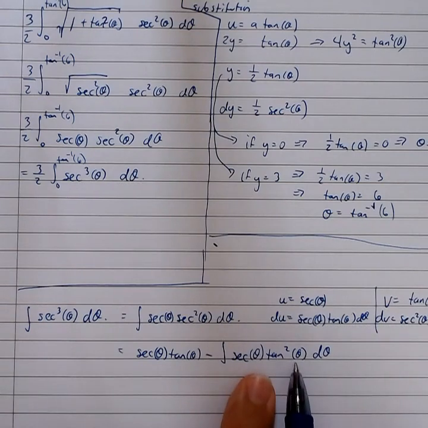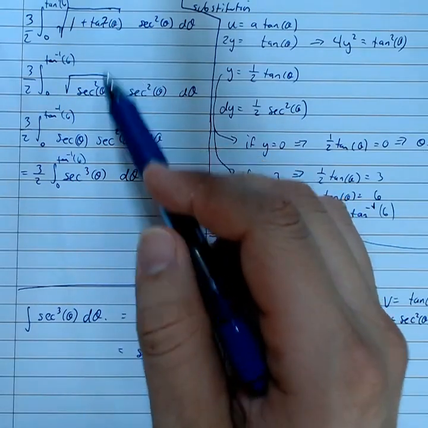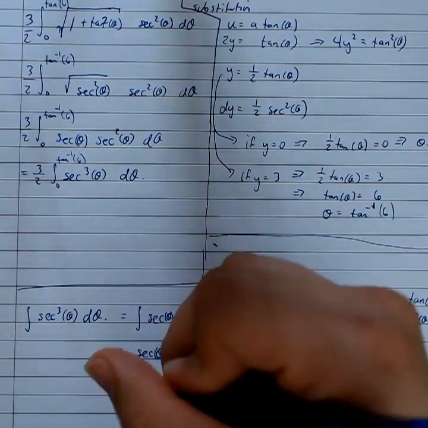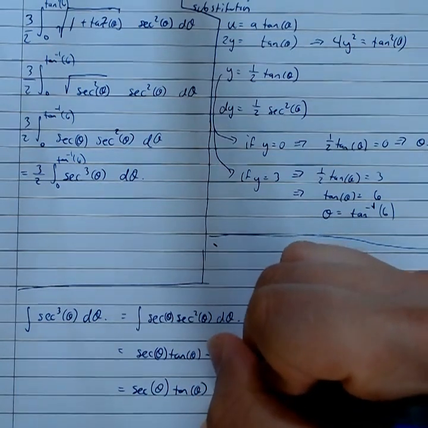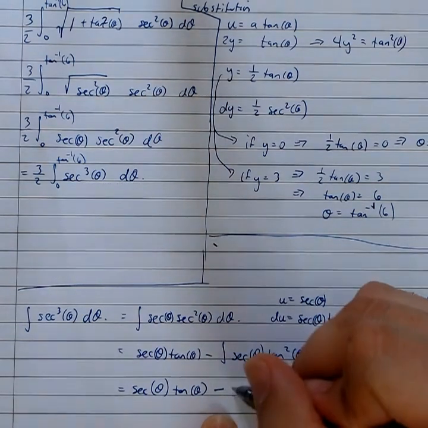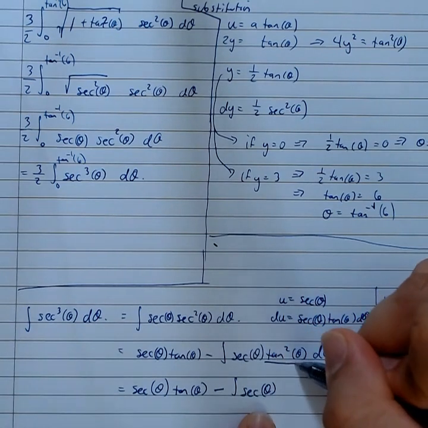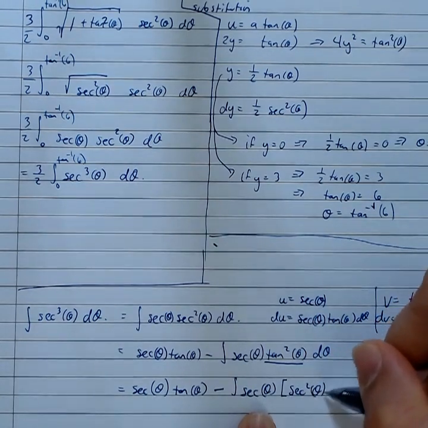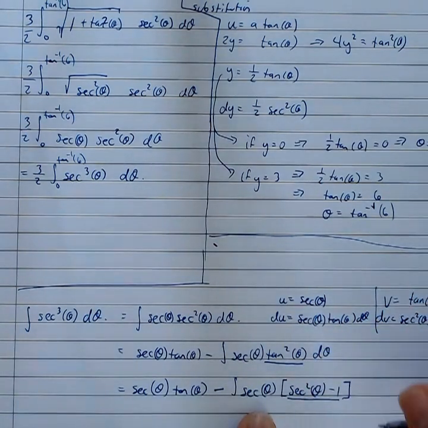Well, now tangent squared of theta, we've already seen in a previous part that we can change into secants of theta using the Pythagorean identity. So here we can write this as secant of theta times tangent of theta minus the integral, and tangent squared of theta can be written as secant squared of theta minus 1. That's the Pythagorean identity from here to here.